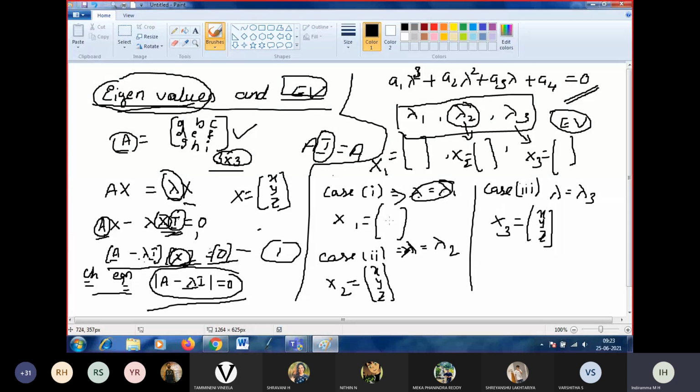These eigenvalues can also be called characteristic roots or latent roots. Eigenvectors are also known as characteristic vectors or latent vectors. Okay, did you clear? Yes, ma'am. Okay, the method is clear.